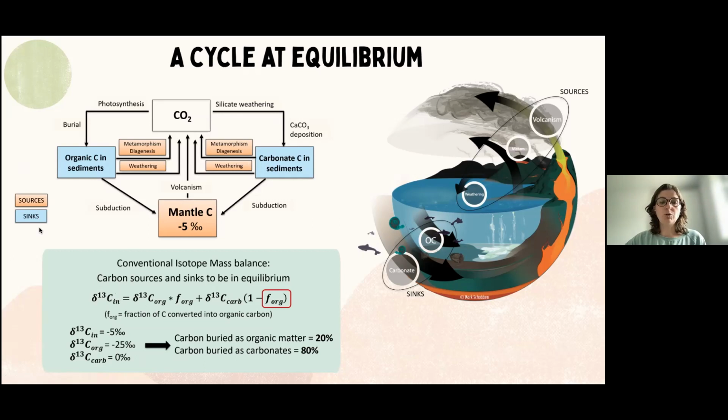The isotopic composition of the Earth's mantle is generally assumed to have been constant through time, that is -5 per mil. But we also know the carbon isotope compositions of organic matter and carbonates, that is on average -25 per mil and 0 per mil respectively. So using these values in the equation, so we put here the mantle, the organic carbon in sediments, the carbon in carbonates, we can derive this fraction here, and we get a number of 0.2. And 0.2 in this fraction means that 20% of carbon today is buried as organic matter, and the remaining 80% is buried as carbonate.